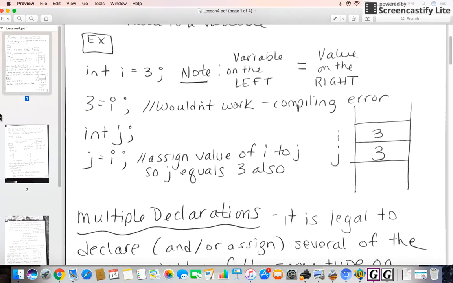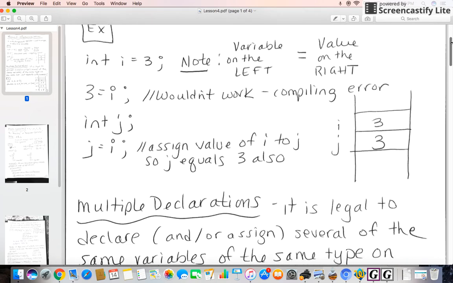Now if I try to flip it around and say 3 equals i, this isn't going to work because the variable's not on the left. Suppose, though, we created another variable called j, and then I made a statement, j equals i. That is like saying, let j equal the current value of i. Java goes to memory, figures out what i equals, and then assigns it to the value of j.